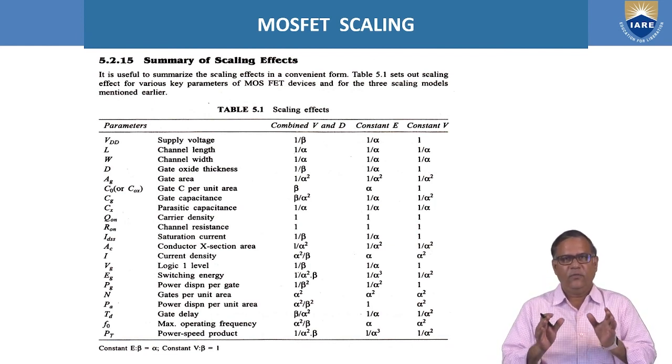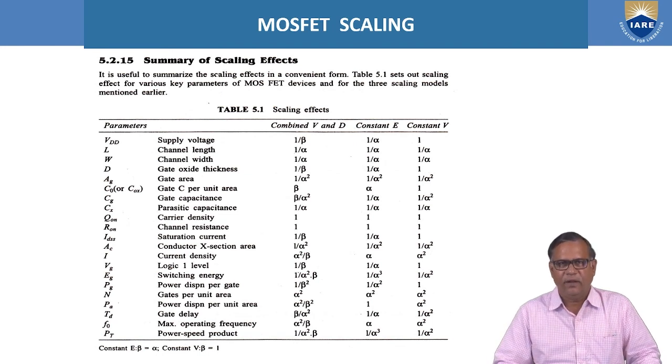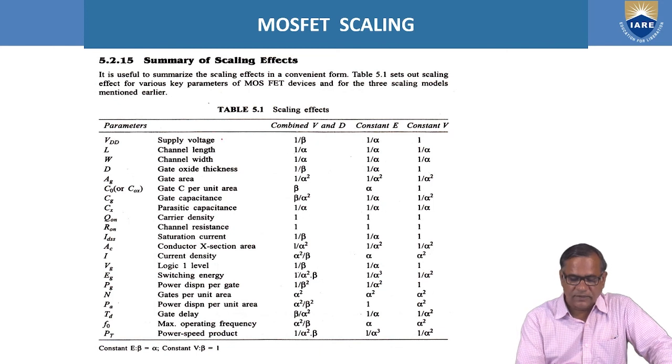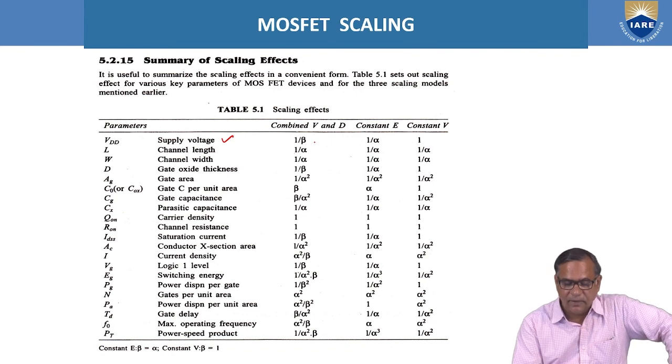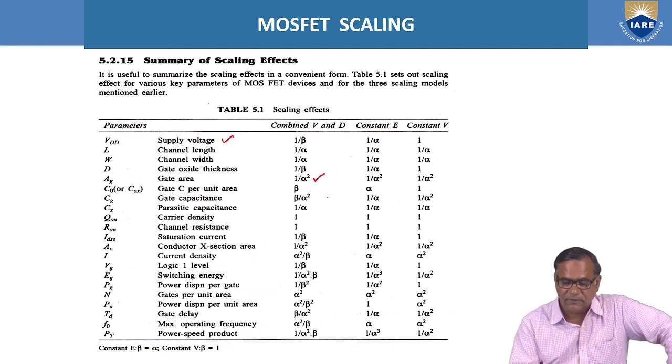In the combined model, we have considered both alpha and beta, and alpha and beta are both greater than 1. Typically, they have a value of 1.4. Here you see the various parameters and the formulas we have just derived using the combined model. Supply voltage is scaled by the factor 1 by beta, and gate area is the first parameter we discussed, scaled by the factor 1 by alpha square.